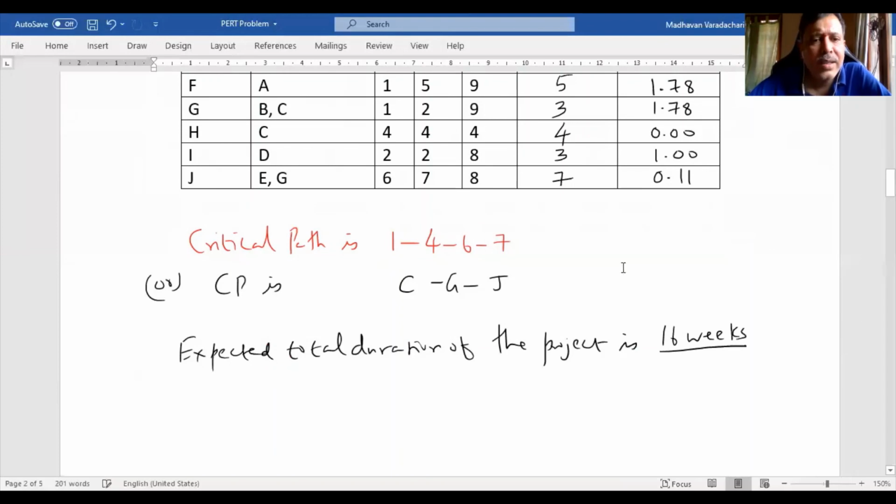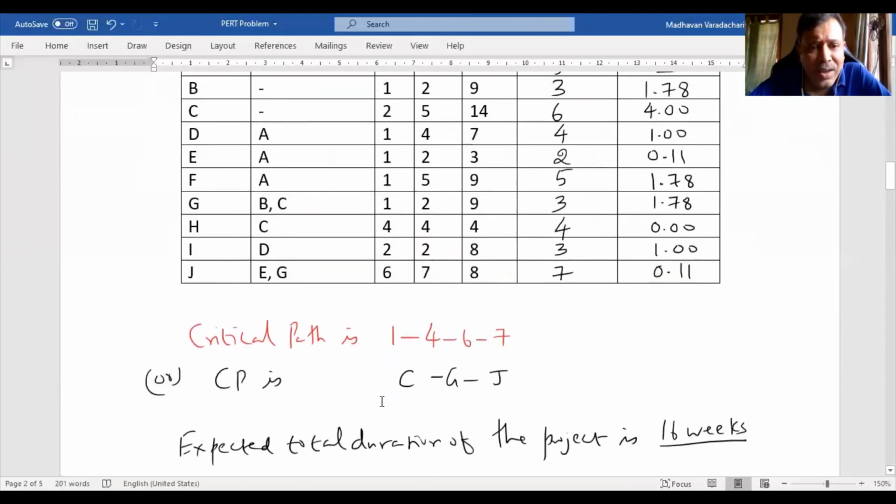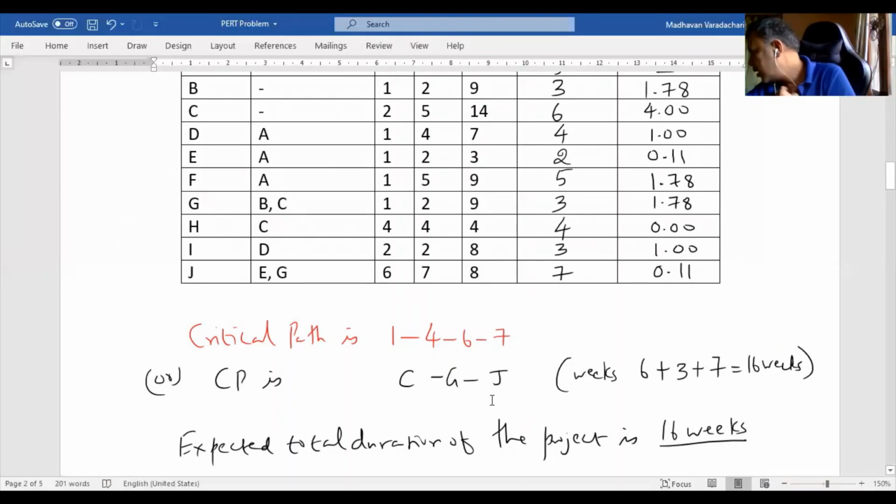That is one way. Another way is you can even check whether it is matching or not. For example, C. What is the mean duration for C? It is 6 weeks. So 6 plus, what is the duration of G? It is 3 weeks. What is the duration of J? It is 7 weeks. So it becomes 16 weeks. Even if I add those critical activities, these activities are called critical activities. Activity C, activity G, and activity J are called critical activities. All other activities are considered non-critical activities, right?